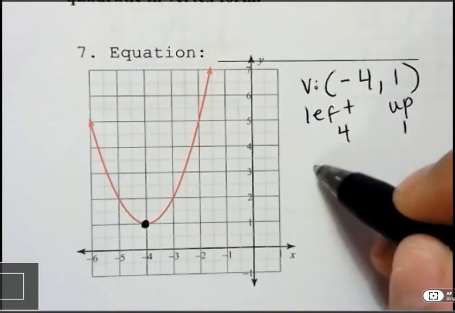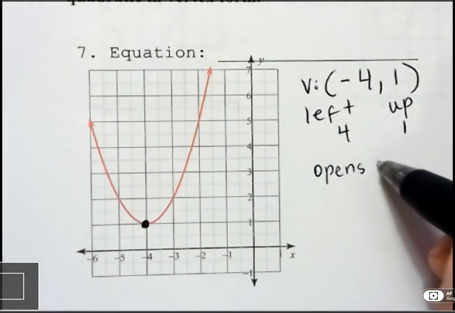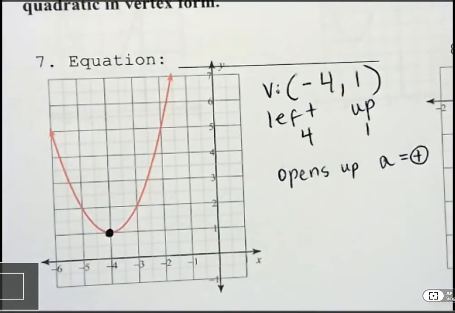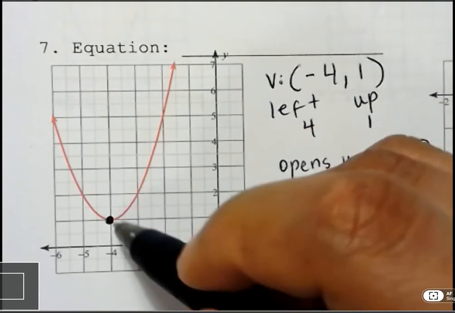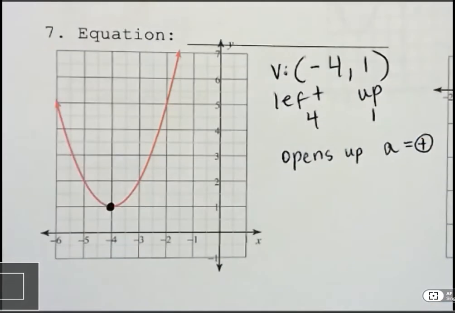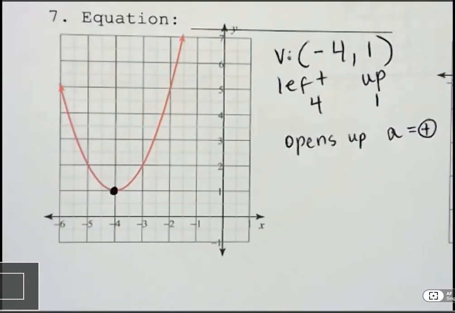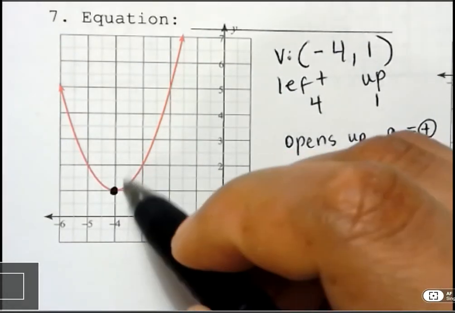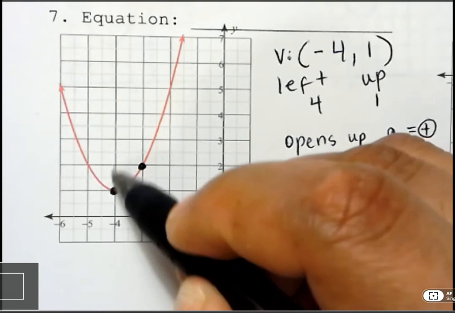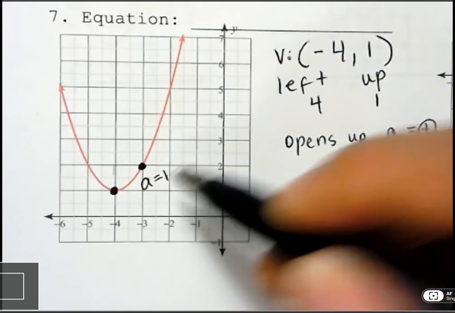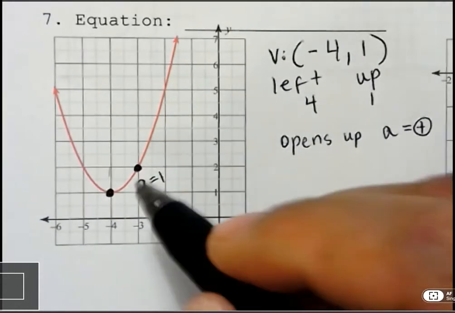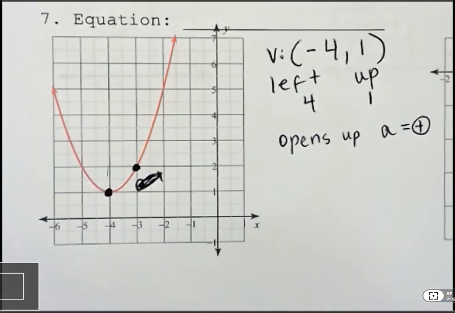And then it opens up. So we know that A is a positive number. And then you find the A. The way I do it is I notice where the next perfect intersection is, and that height means that A equals 1. Okay? But I'm going to show you a different way of getting A this time for those of you that are struggling with the A.